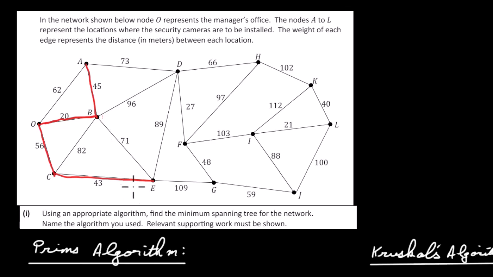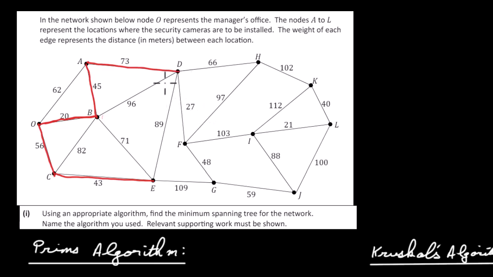So the numbers that we have are 82, 62, 96, 73, 71, 89, 109. So 71 and 62 we can't use because they'll form a cycle. So the next one we're going to use is going to be this one here, 73. That comes out along this way.